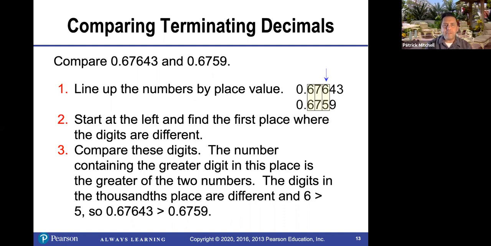Therefore, 67,643 hundred thousandths is greater than 6,759 ten thousandths. And that's going to do it for this section.